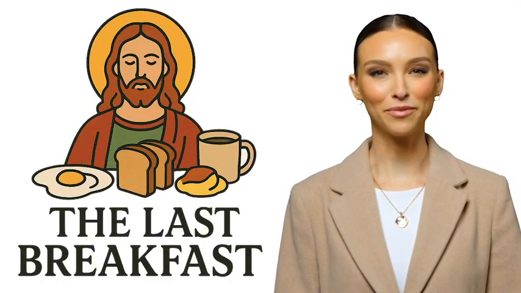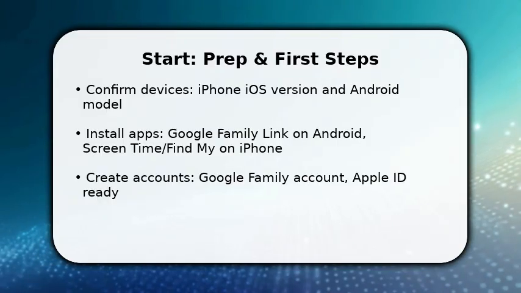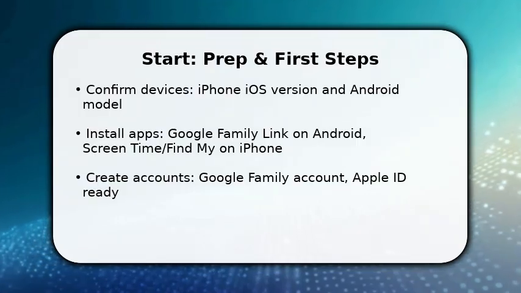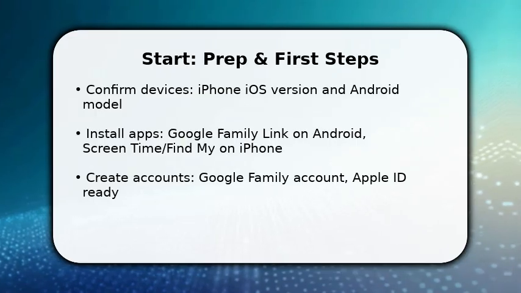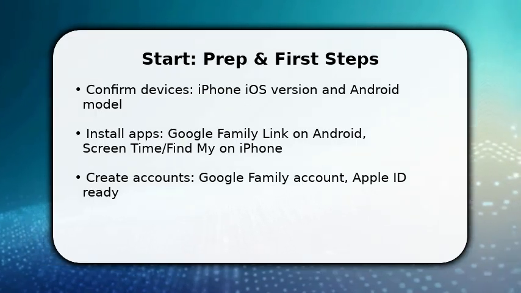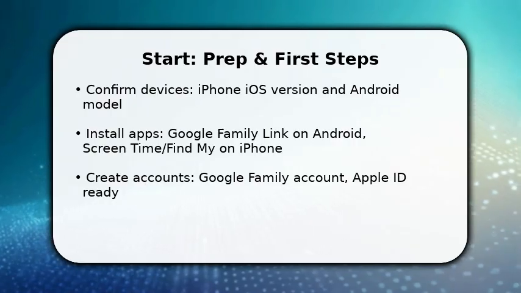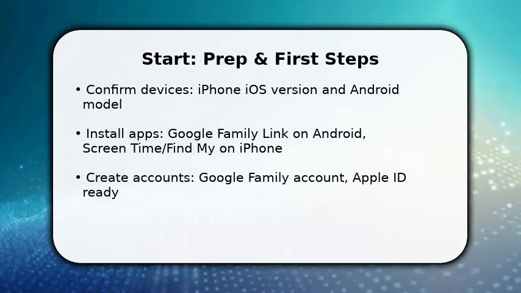Please enjoy the video. You begin by confirming both devices are ready. Check iPhone iOS and Android model, and ensure Wi-Fi and passwords are available. Install Google Family Link on the child's Android and set up a parent Google account on your device.